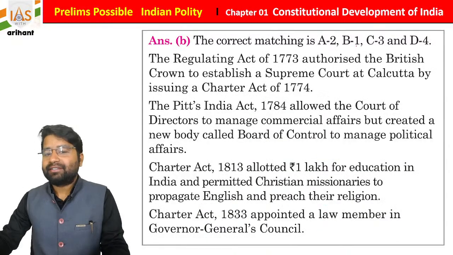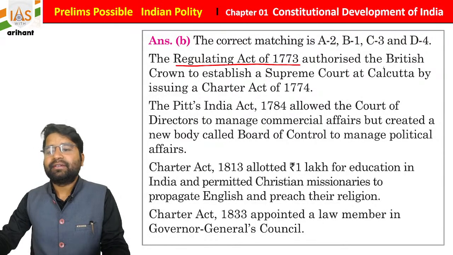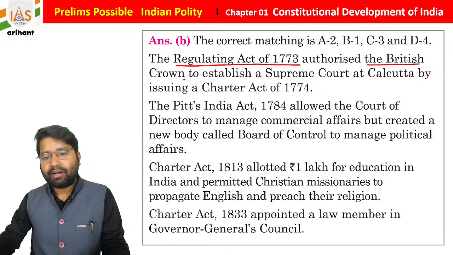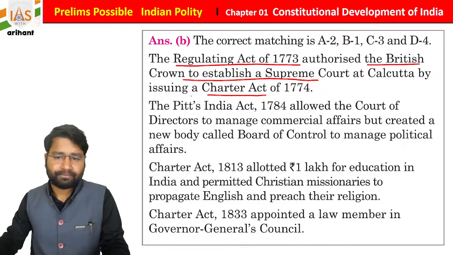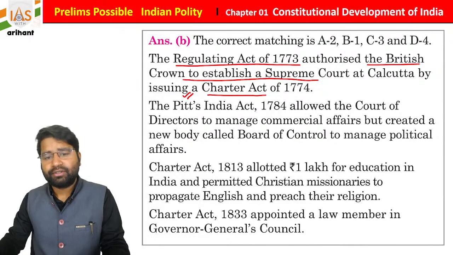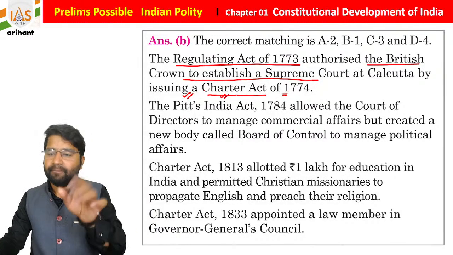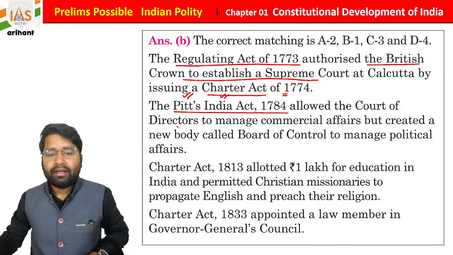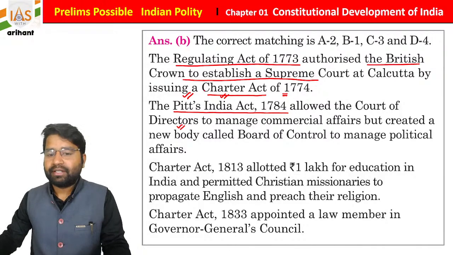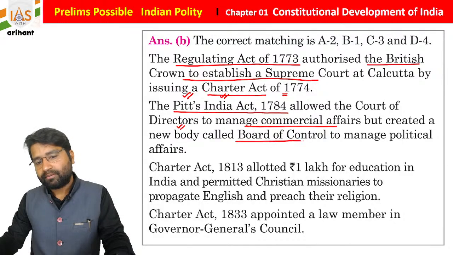So the correct match we already discussed. The Regulating Act of 1773 authorized the British Crown to establish a Supreme Court at Calcutta by issuing a charter. By the Regulating Act 1773 they introduced a Supreme Court. Okay, then Pitt's India Act 1784, the Court of Directors to manage the commercial affairs, and they created a new office, that is the Board of Control.